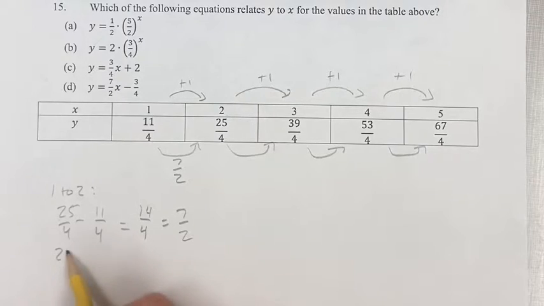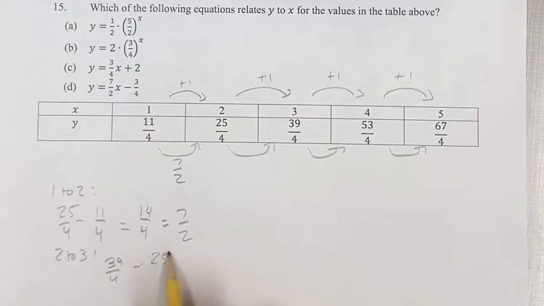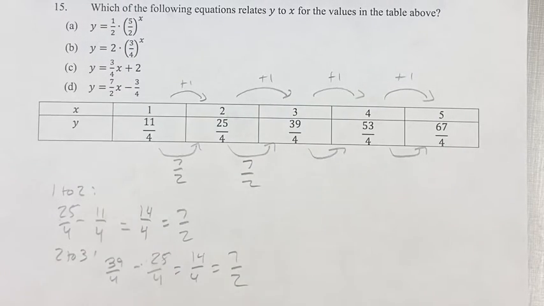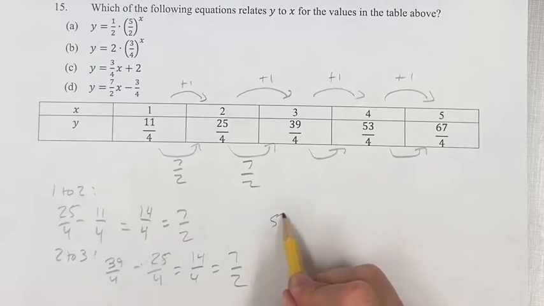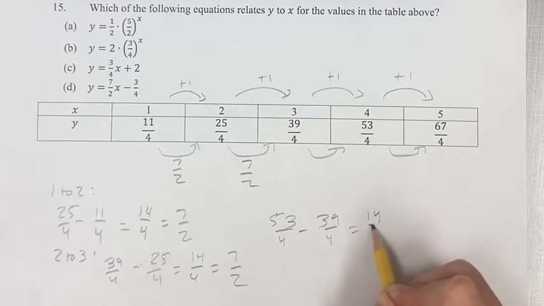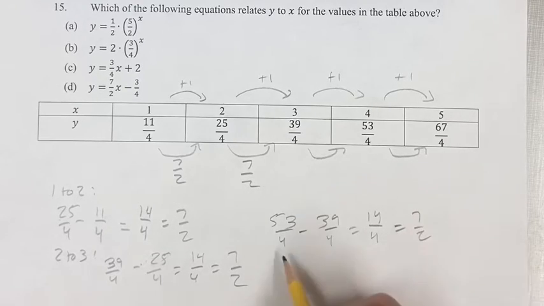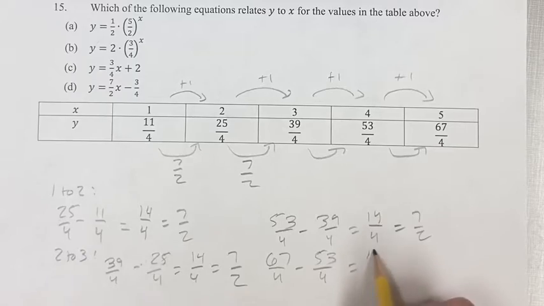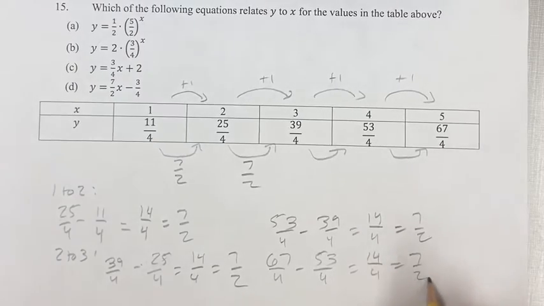From 2 to 3, we have 39 over 4 minus 25 over 4. Similar situation, subtract the numerators and you get 14 over 4 again, which is still equal to 7/2. And if you do a similar thing, 53 over 4 minus 39 over 4, also equal to the same amount. And finally, 67 over 4 minus 53 over 4. It's all the same.